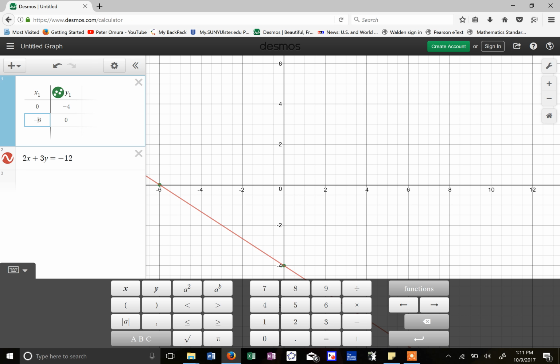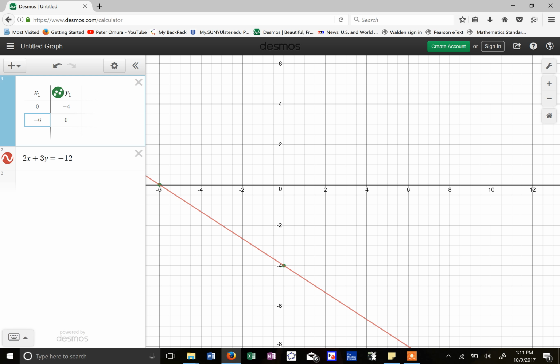There we go. So in order to do this properly, you have to graph it correctly. So when x equals 0, y ended up being -4. When y equals 0, x ended up being -6. And that's it. And that's how this works.